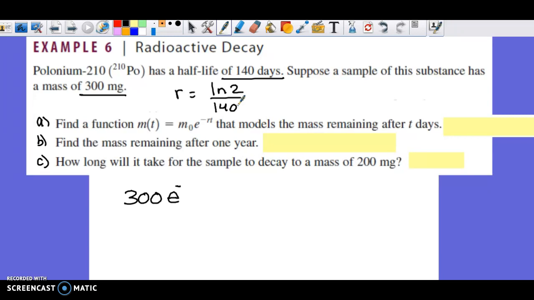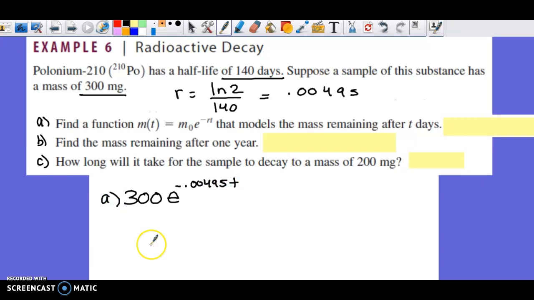ln2 divided by 140, it's 0.00495 approximately. And you could always leave it like this, but using a decimal might make it a little bit easier. So write that here, and then t. So that's going to be part A. That's just your equation.